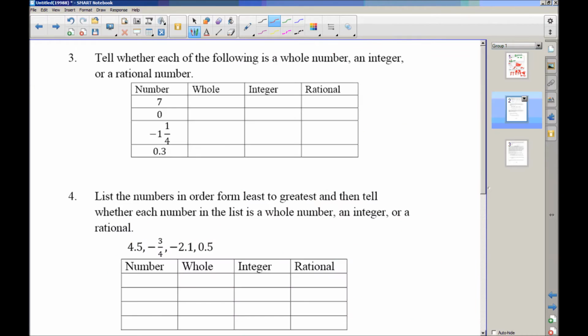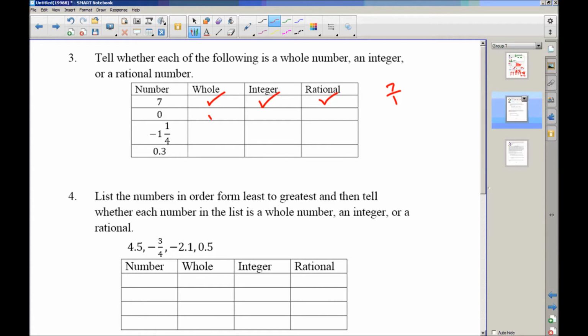Okay? All right. Tell whether each of the following is a whole number, an integer, or a rational number. So 7 is a whole number. Check. 7 is an integer. All whole numbers are integers. And 7 is also a rational number because we can write it as 7 over 1.